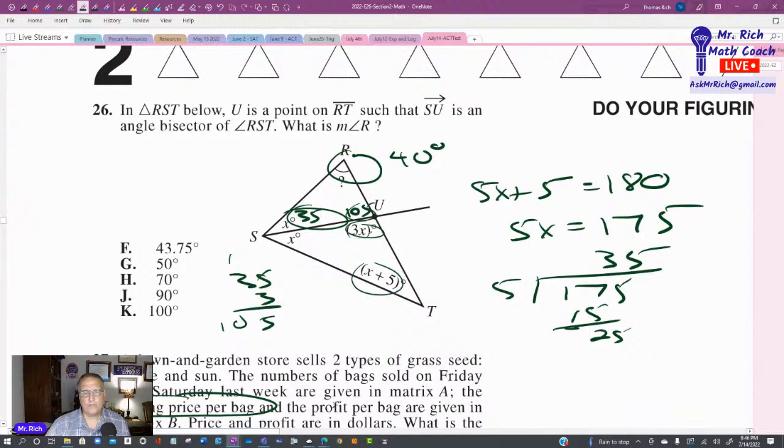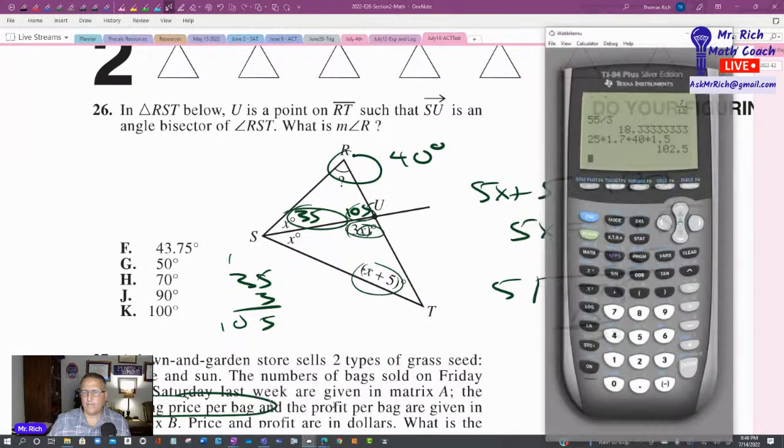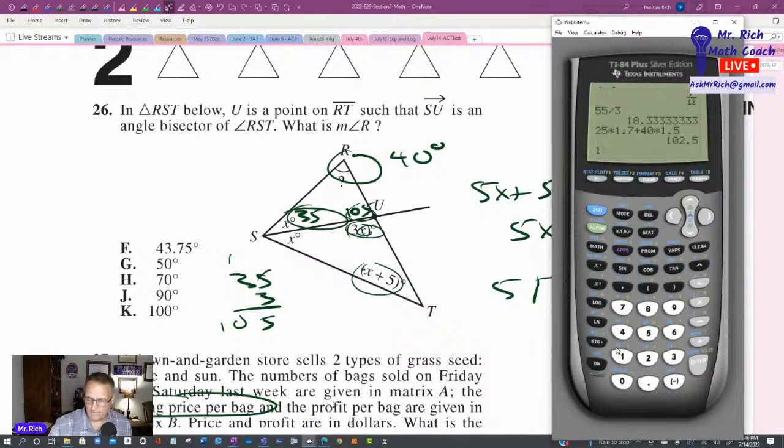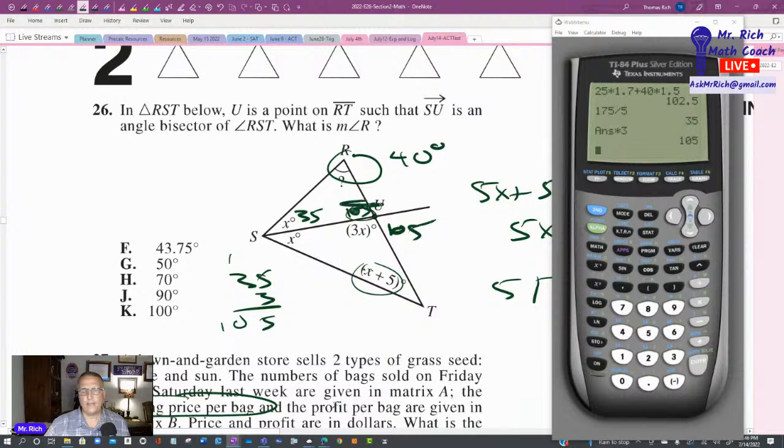So 3x and 4x and 5x plus 5 has to add to 180, 75. So I'm going to get my calculator out. 175 divided by 5 is 35 times 3. That's probably where I made my mistake. It's 105. Oh my gosh. This is 105. And this right here then is 75. Adding those together then is 110 and 70. Okay, stop the clock. All right.